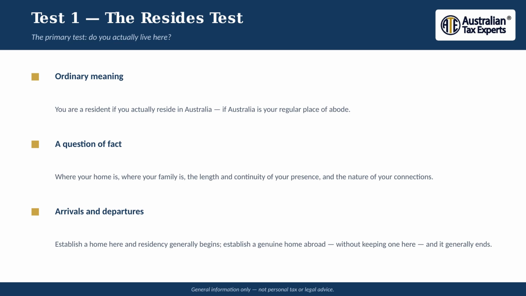Test 1, the primary test, the resides test. You are an Australian tax resident if you actually reside here, if Australia is your regular place of abode, in the ordinary meaning of the word. There is no formula. It is a question of fact. Where is your home? Where is your family? How long and how continuously have you been present? What is the nature of your connections? Work, property, community? For most people, the answer is obvious and the analysis ends here.